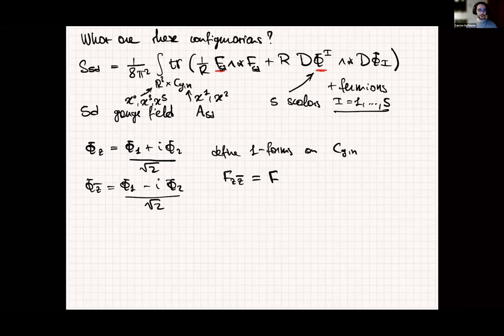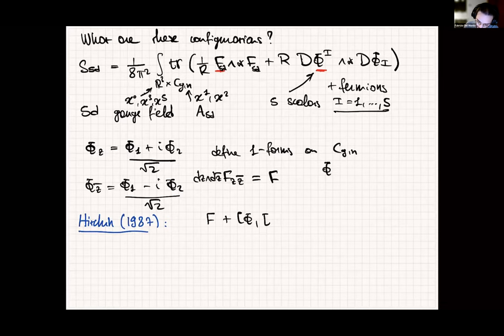So the BPS configurations are in fact solutions of the self-dual Yang-Mills equations on this Riemann surface. And these equations were studied by Hitchin, if I'm not mistaken in 1987, might be 1986. But they're known as the Hitchin equations. And they take this form. Here I define F to be the two-form, and then I define phi to be phi z dz, phi bar to be phi z bar d z bar.